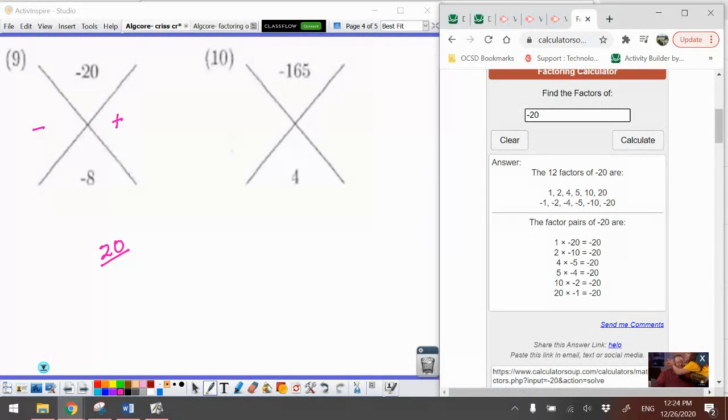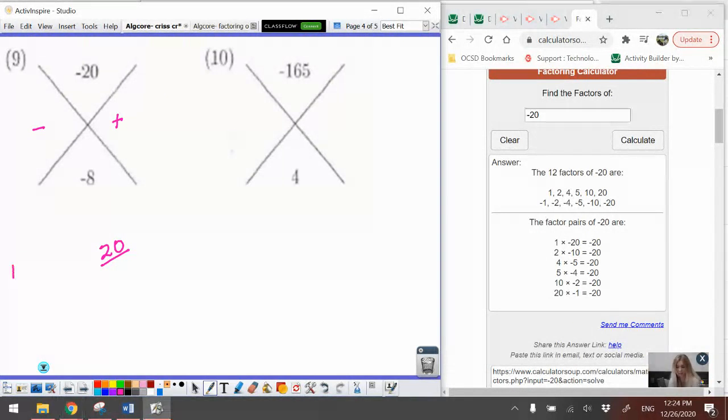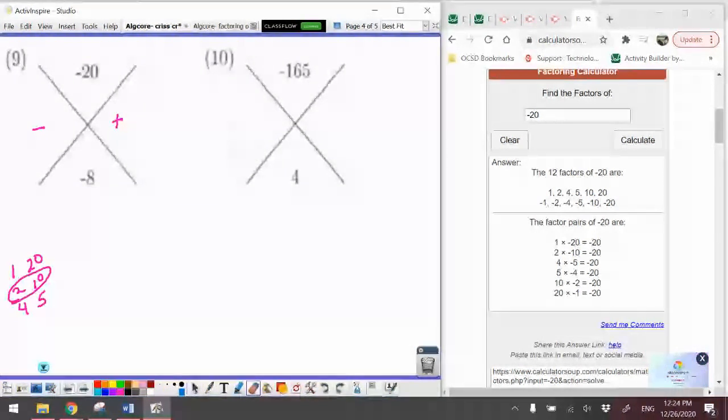So somehow I need to get a negative 8. And I see 1 and 20, 2 and 10, 4 and 5. And I know that 10 and 2, if I subtract those, are going to give me negative 8. Well, do I need a positive 10 and a negative 2, or do I need a negative 10 and a positive 2? Which one of those do I need?